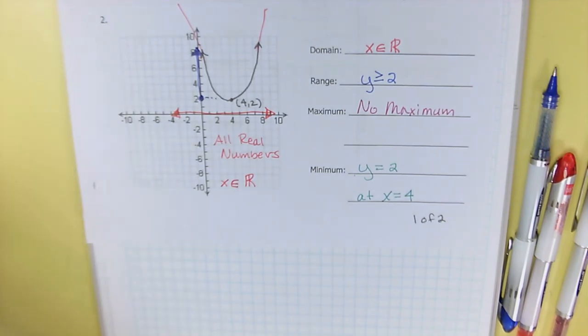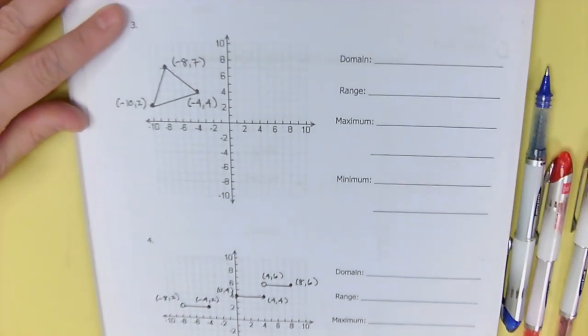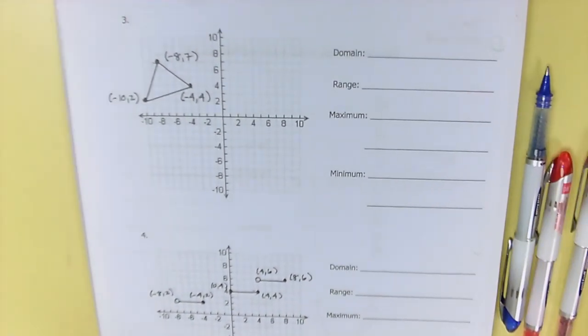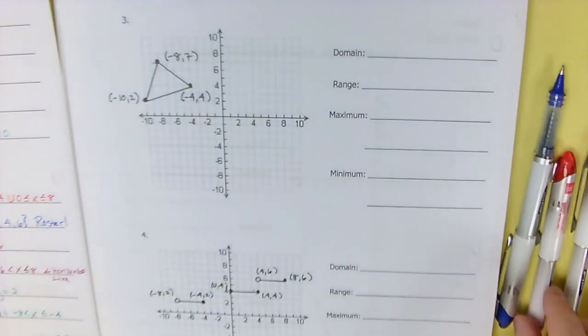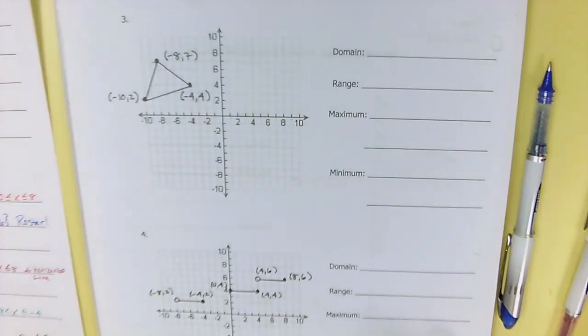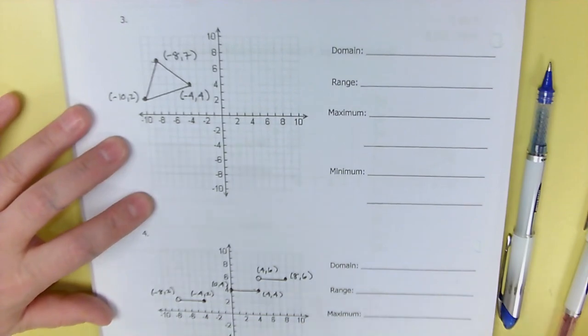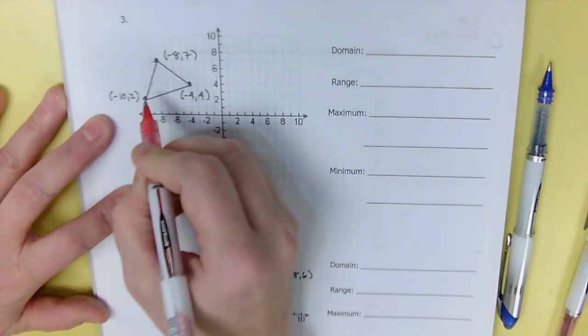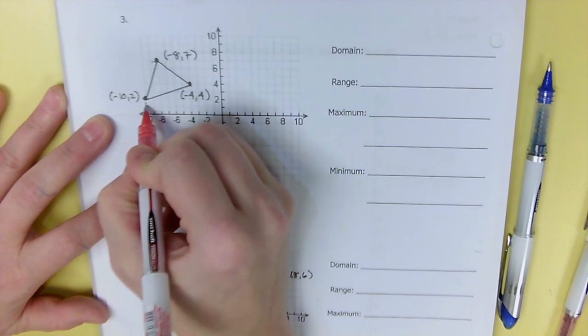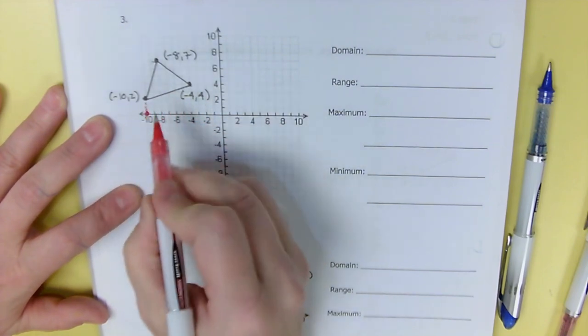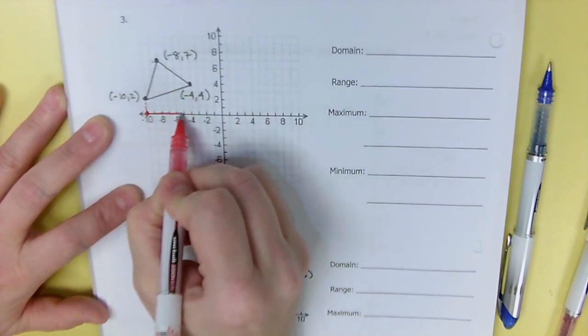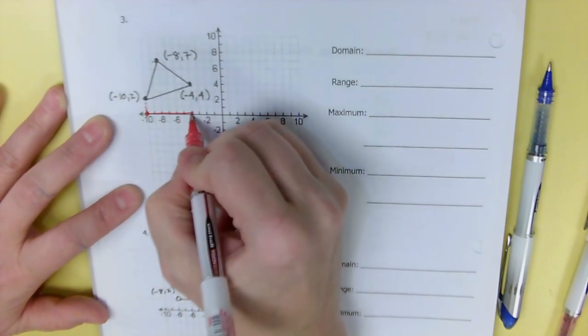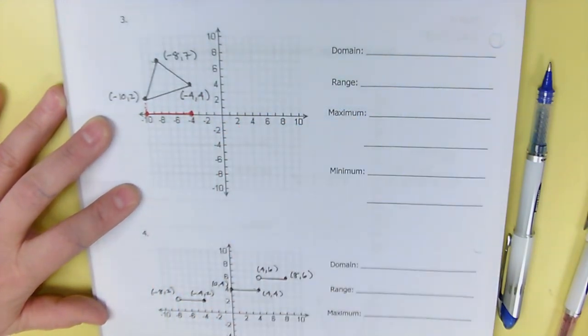All right, flip the page. Okay, so kind of a weird looking triangle figure, but we can still do a domain and a range. So let's start with domain. We're going to go from the left. The very first x value I get is right here at -10. And then I have some graph, and my last x value is here at -4.